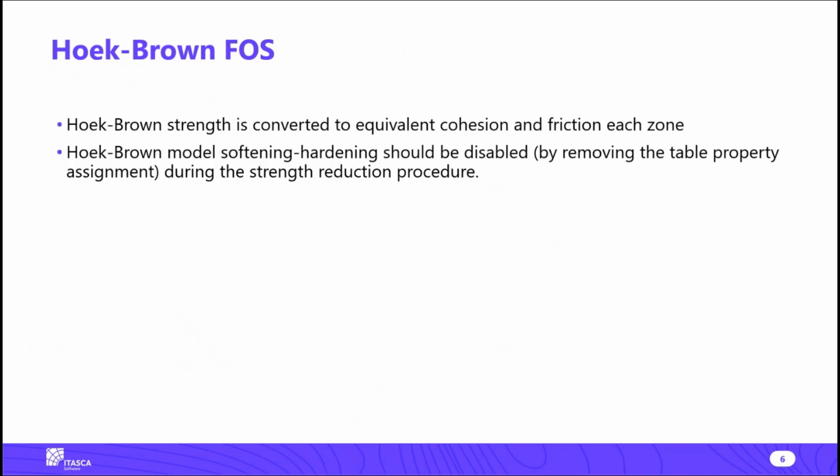For Hoek-Brown or for Mohr-Coulomb, you should not use strain softening. You get some very weird effects if you have strain softening, because essentially the shear strength reduction approach is really just trying to tell you when something starts failing. The behavior after failure is not really important. And if you have things weakening after failure, you start to get some strange results. Anyway, that's how it works for Hoek-Brown material.